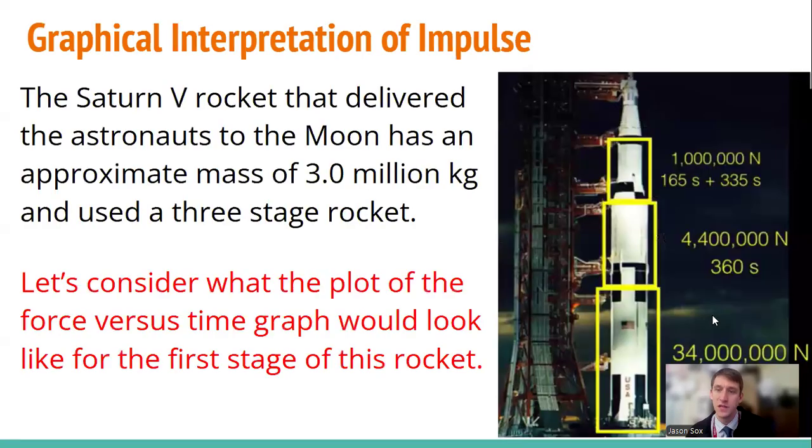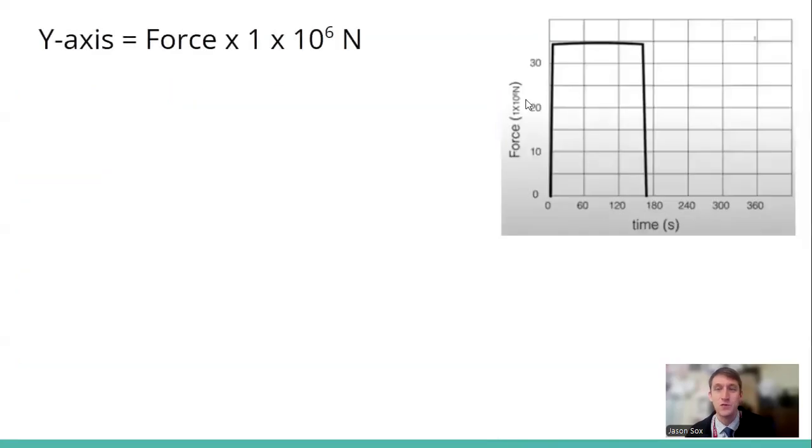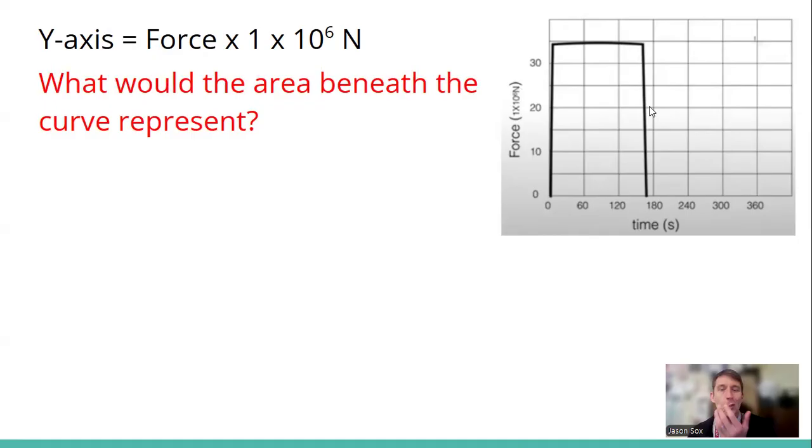Those two numbers are the same as we see here. This 34 million. Yes, million, brain fart there. This is 1 times 10 to the 6, right? So that 34 is sort of peaking here. All right, so what would we learn from the area under this curve?